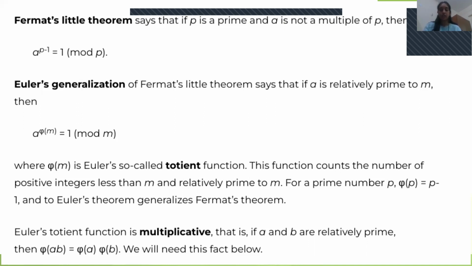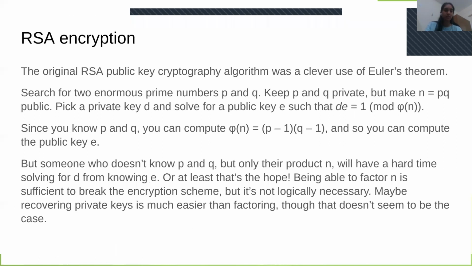This function counts the number of positive integers less than m and relatively prime to m. For a prime number p, phi p is equivalent to p minus 1. And so Euler's theorem generalizes Fermat's theorem. Euler's totient function is multiplicative. That is, if a and b are relatively prime, then phi ab is equivalent to phi a times phi b. So we will need this fact in the following slides.